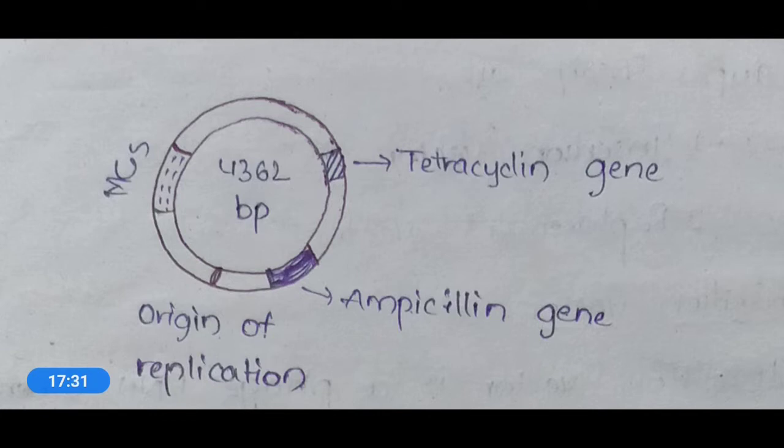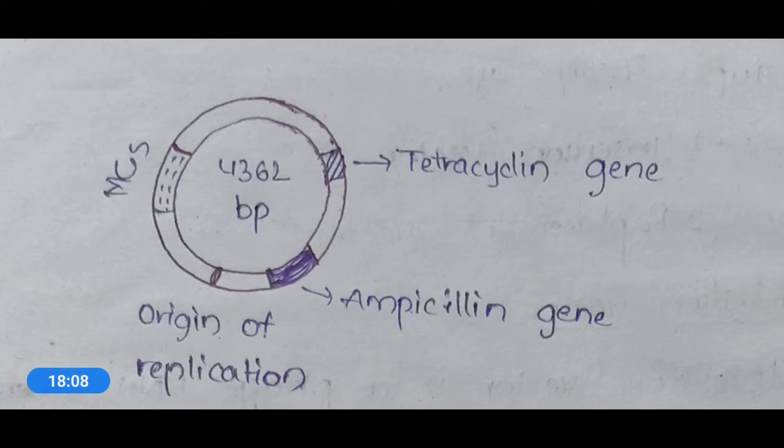Okay, it also contains the TET gene, and this TET gene is a unique site for 6 restriction endonucleases. So these 6 types of restriction endonucleases can act on this pBR322.